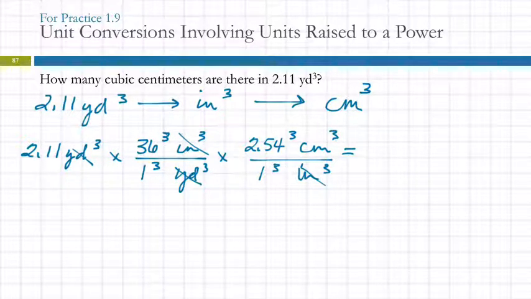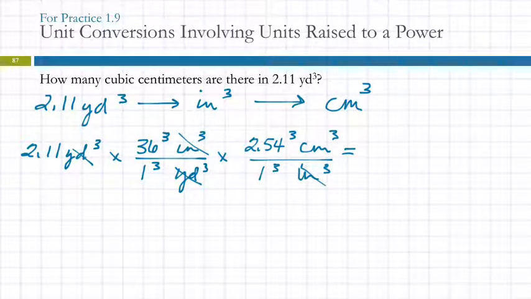So there are different ways to put this into your calculator. You need to figure out how yours works. 36 cubed means 36 times 36 times 36. So you can just multiply it 3 times. Do we cube the 2.11? Good question. Do we cube the 2.11 because it's yards cubed? No.